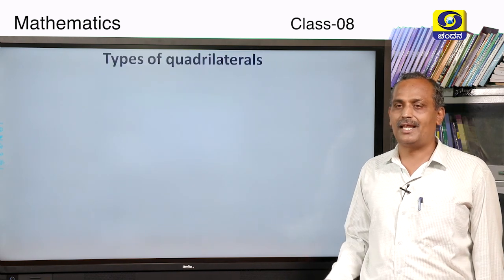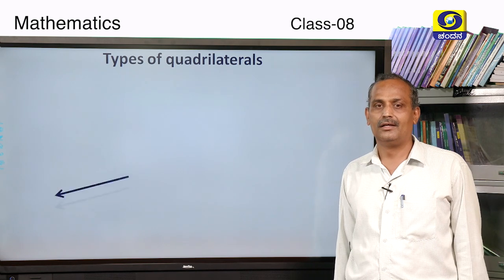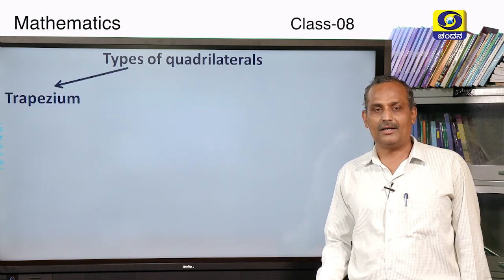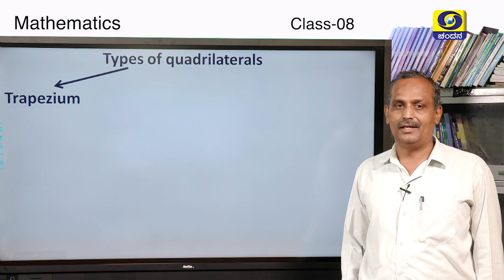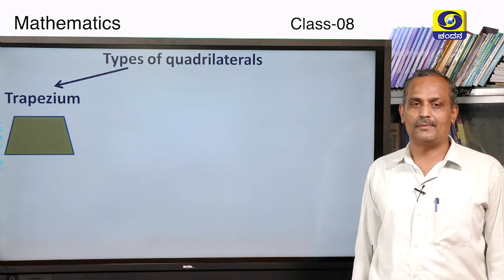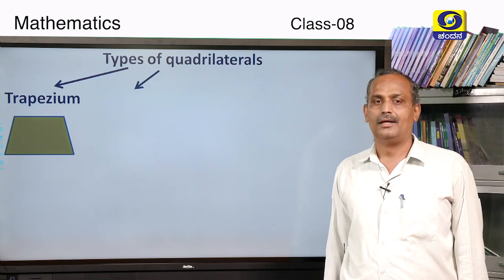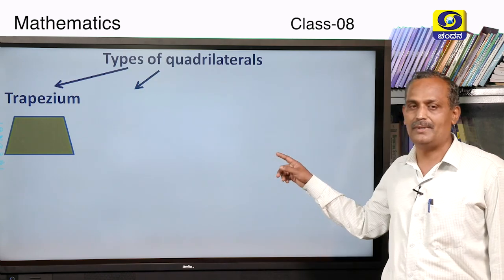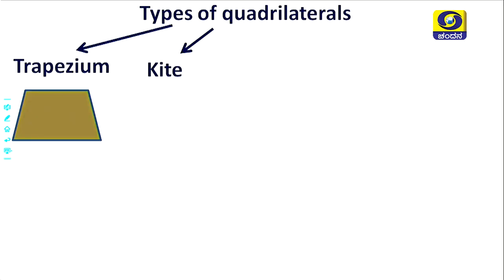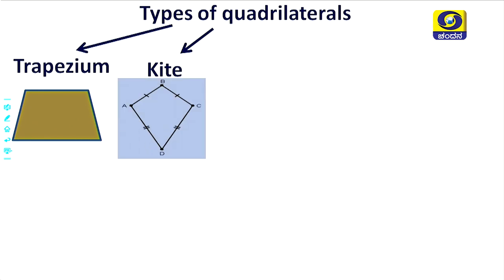So, let us classify quadrilaterals. Quadrilaterals can be briefly classified into these types. First of all, trapezium. I have drawn the diagram along with me. Draw the diagram in your notebook. And the second type is kite. We have learned this in the previous class itself.